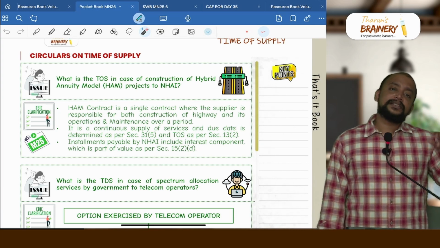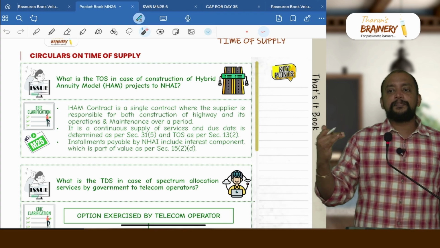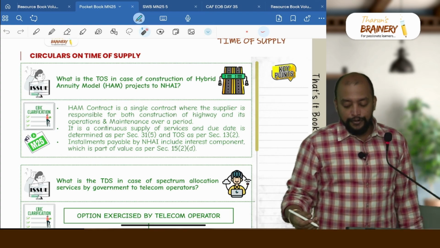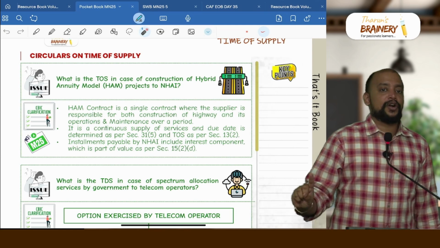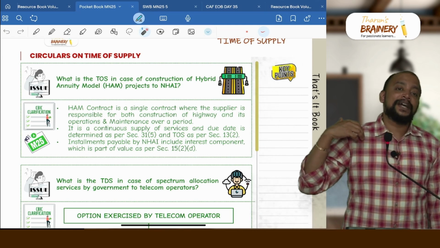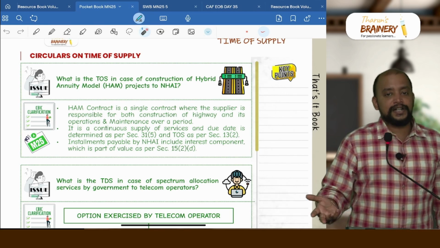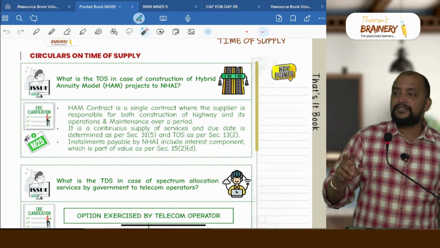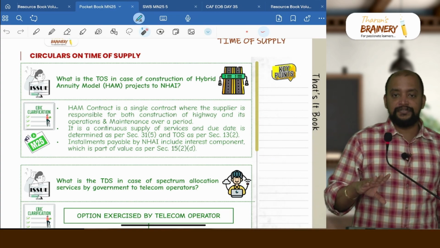If the payment is not linked to an event but the payment due date is given, then the payment due date will be taken. So the first priority: if the due date of installment is ascertainable from the contract, we go by the due date of installment. Suppose the due date of installment is not ascertainable, then we see whether payment is linked to completion of an event, and then the date of completion of the event will be taken.